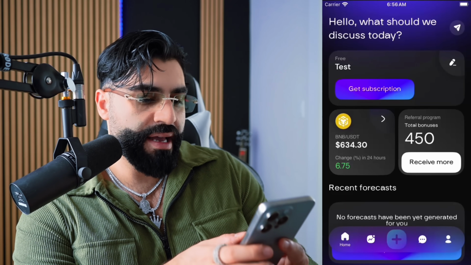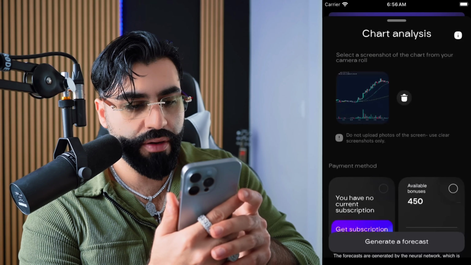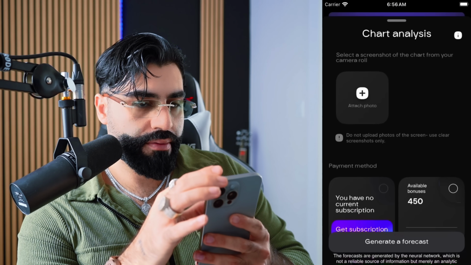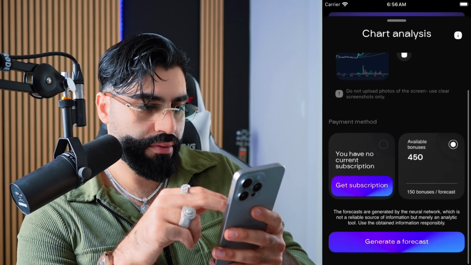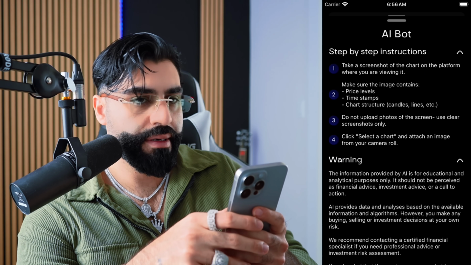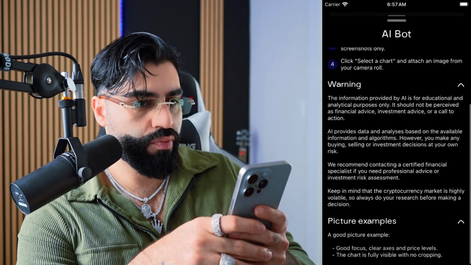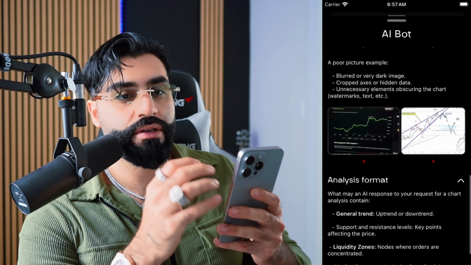Cool. Now that we have the app downloaded right here, you guys can see that chart analysis is a huge part about this. One of the main features which I'm super excited about and I really wanted to test out is their chart analysis. So let me upload a picture of the Bitcoin chart and let's see what type of analysis it can actually give us. All right, select the photo, generate forecast, and it gives you all sorts of different instructions, warnings, picture examples. It's really cool stuff.